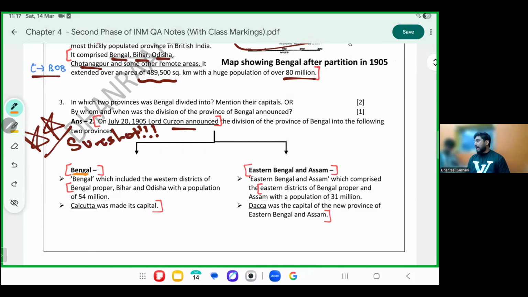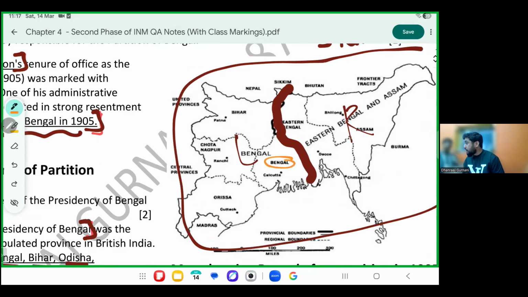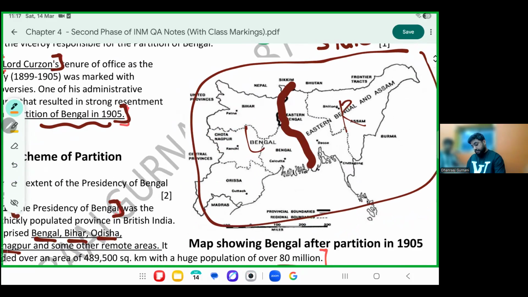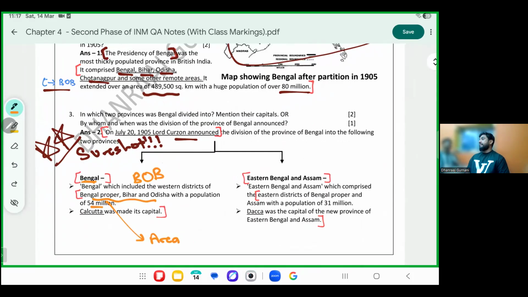What is Bengal made up of now after division? Please write there Bob. Perfect, Bob. Bihar, Odisha and Bengal proper. Proper means that area, so that part was the Bengal of that time. Here, if you see, in detail, Bengal, Odisha, Bihar, Chota Nagpur. In Chota Nagpur here you can see Ranchi. A famous cricketer comes from Ranchi if you follow cricket. Confirm, this was called Bengal. The population will now reduce from 80 million to only 54 because it got divided. Calcutta is the capital.